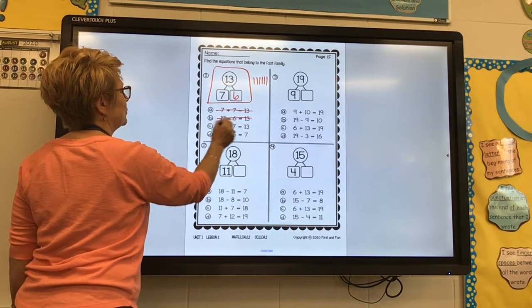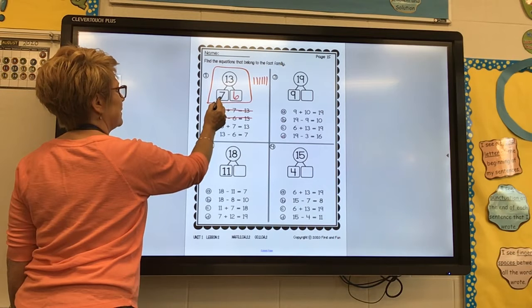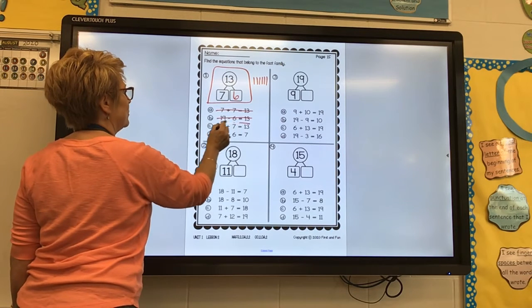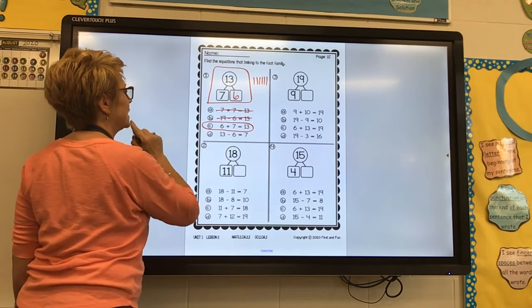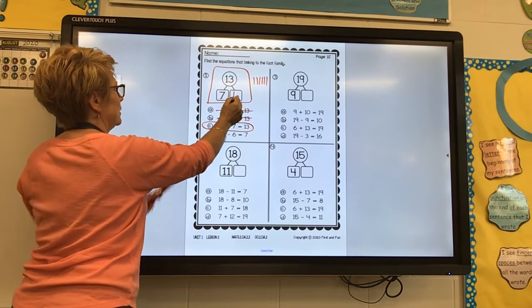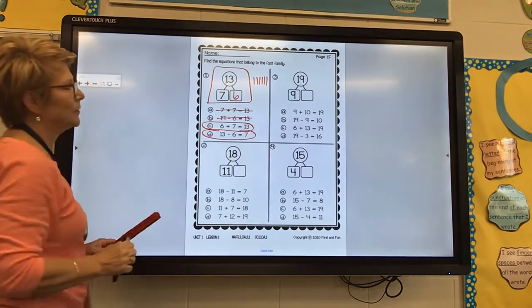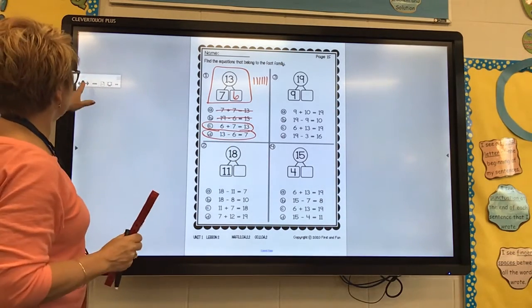6 plus 7 equals 13. Let's see. 6 plus 7. Yes, that will be it. Let's see if this other one works. 13, take away the 6 part, leaves the 7 part. That one works as well. All right, so you just need to see which parts work.